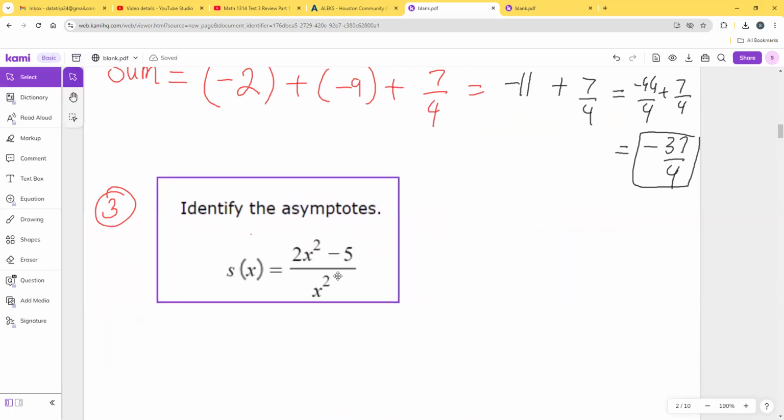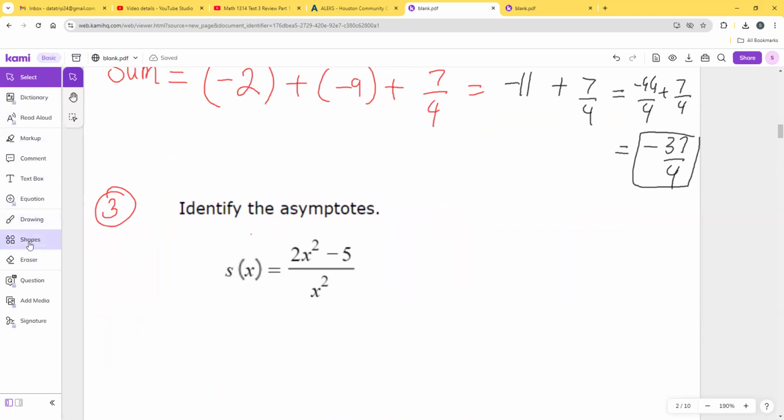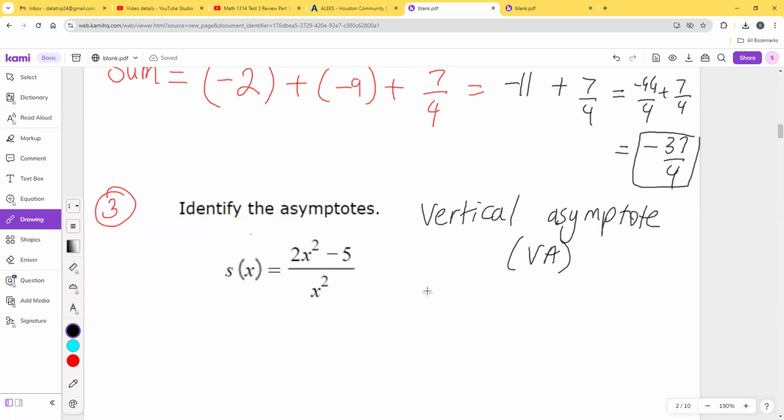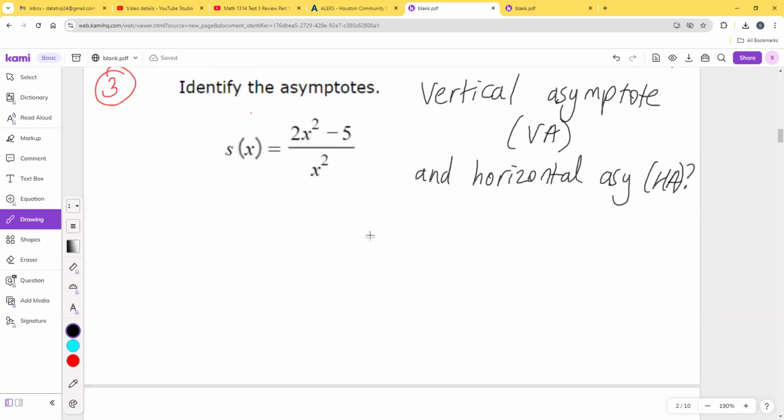Identify the asymptotes. So we have 2 asymptotes, vertical asymptote and horizontal asymptote. For this question, we're going to find both the vertical asymptote, which we can shorten as VA, and the horizontal asymptote, which I can shorten as HA. Okay. So we want to find the vertical asymptote and horizontal asymptote for 2x squared minus 5 over x squared.